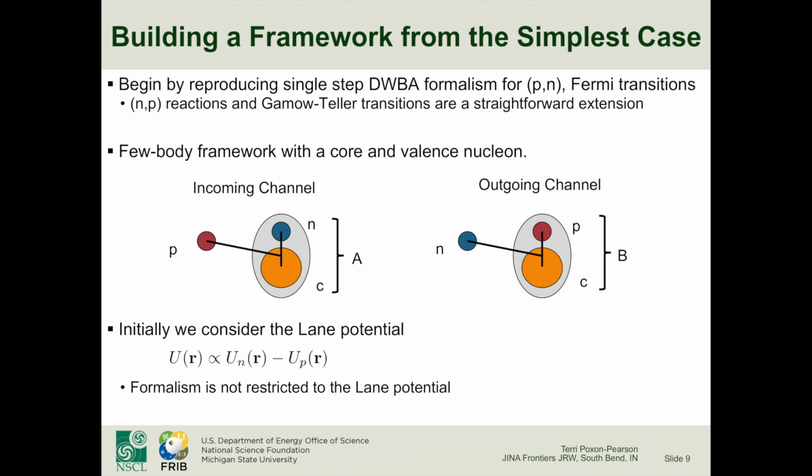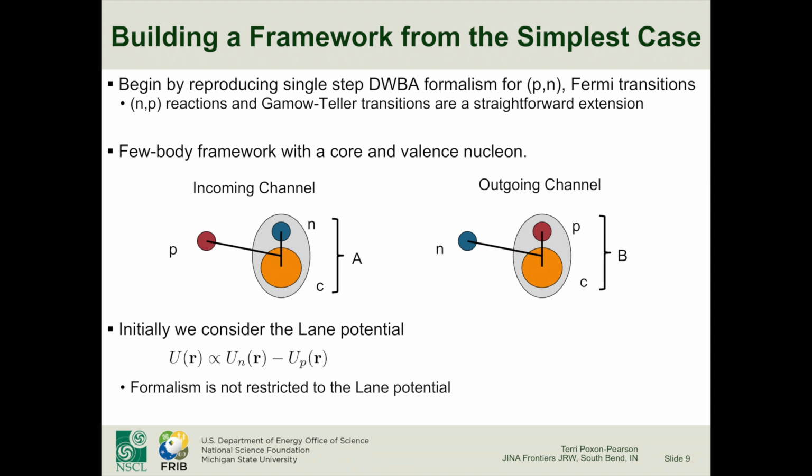So when you build something new, you have to start with the most simple case. So we're beginning by reproducing DWBA PN reactions for what's called a Fermi transition. This is when you change the isospin, so the numbers of protons and neutrons, but don't change the spin of your nucleus. But it's worth saying that NP and Gamow-Teller transitions, which do change spin, are a straightforward extension of our formalism. My group does every problem in a few-body framework.